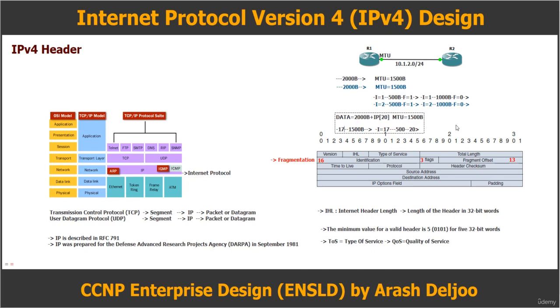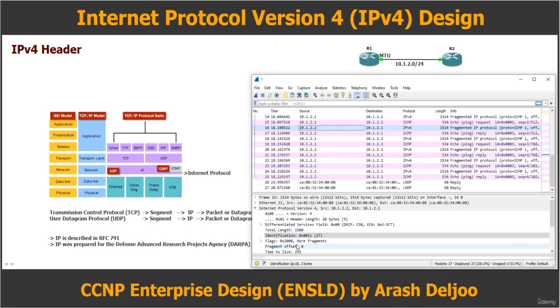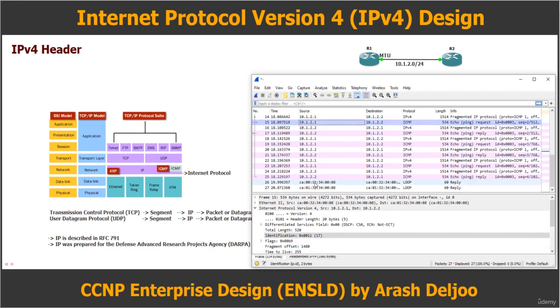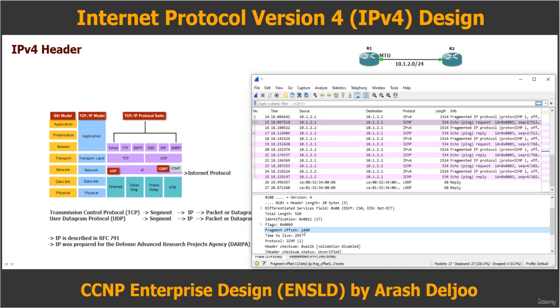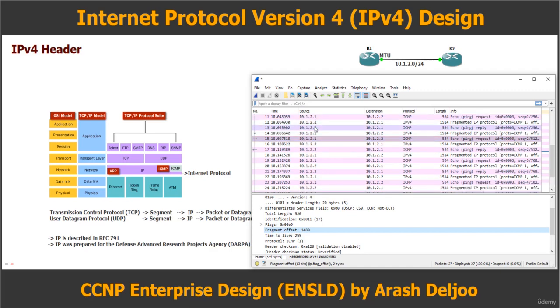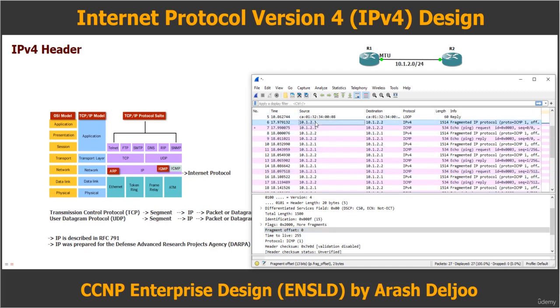Also, let me show you the fragmentation offset. This is the fragmentation offset. Here in the first packet we can see that the fragmentation offset is 0, and after that in the next packet, let me show you, the fragmentation offset is, for example, 1480.